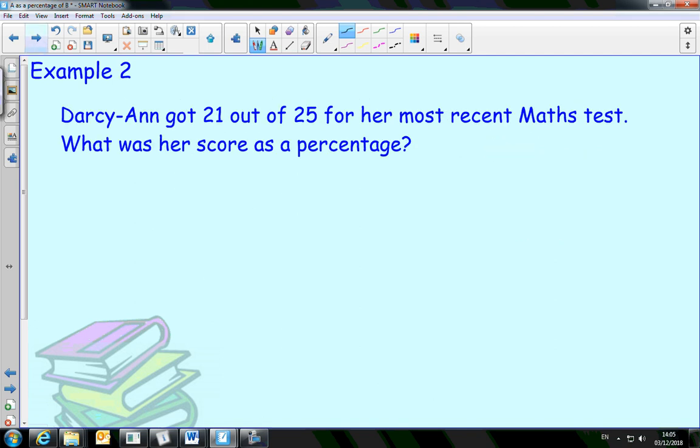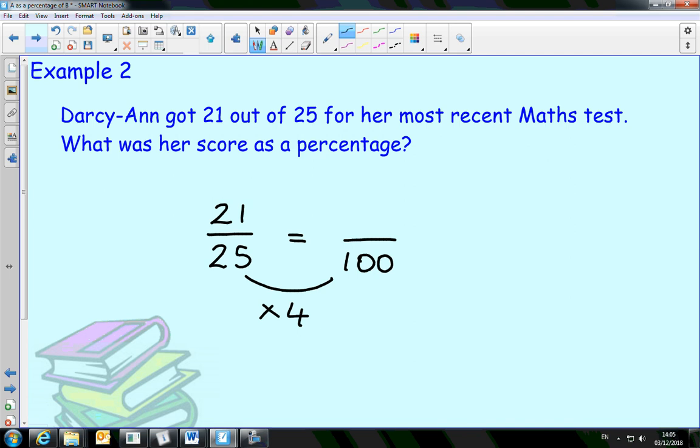Let's have a look at example 2. So Darcy Ann got 21 out of 25 for her most recent math test. What was her score as a percentage? So like we said before, we're going to write 21 out of 25 as a fraction, 21 over 25. Now, can we multiply 25 by something to get 100? Yes, we can. If you multiply 25 by 4, that gives you 100. So we're going to write this as an equivalent fraction. So we multiply the denominator by 4. We're going to have to do the same to the top. Multiply that by 4, which gives you 84. So 84 out of 100 would give you 84%.